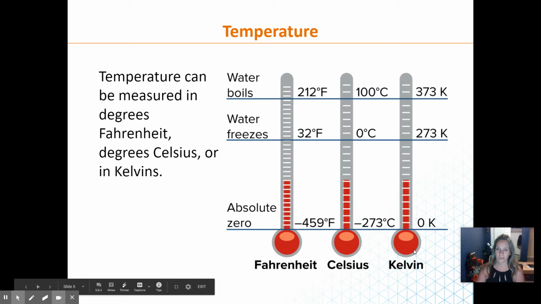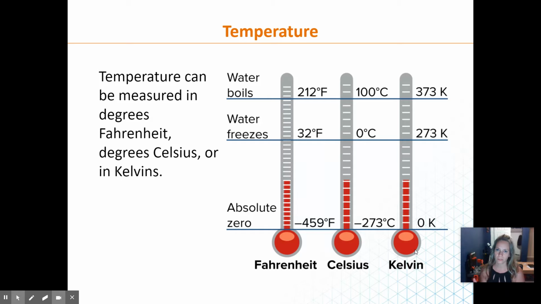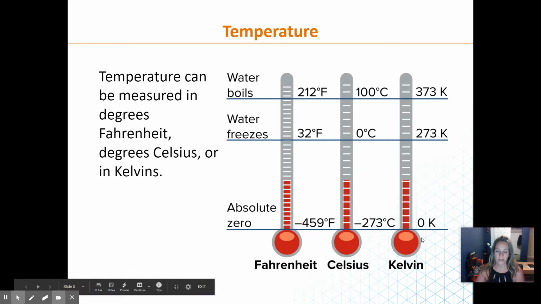And then Kelvin is something that we use in space. So if you ever hear anybody talk about absolute zero, that is the coldest anything can be. That is 0 Kelvin. Otherwise, it's negative 273 Celsius or negative 459 Fahrenheit. So Kelvin 0 is absolute. And then water freezes at 273 Kelvin and water boils at 373 Kelvin. So when we talk about space, we talk about Kelvin temperatures often. But in the metric system, we use Celsius. In the US, we use Fahrenheit.